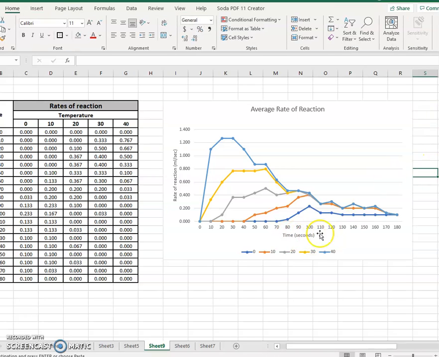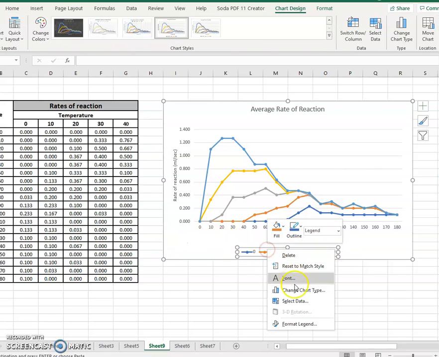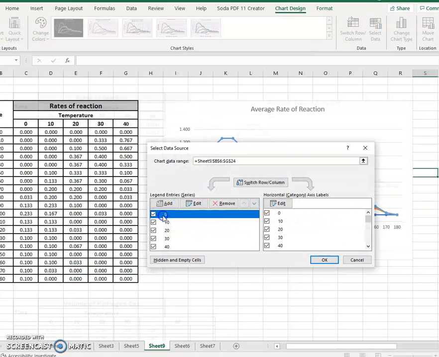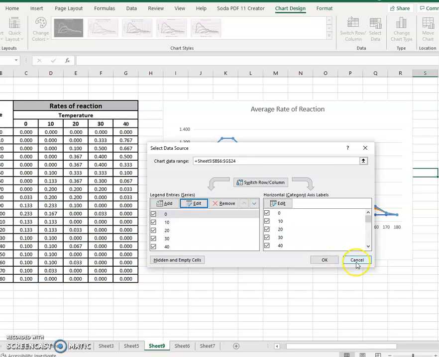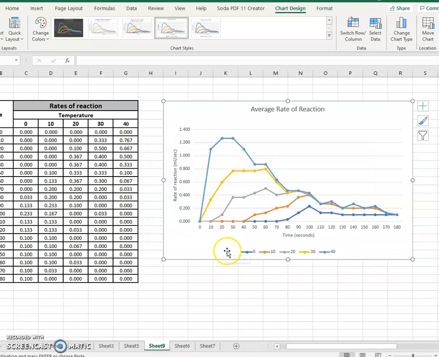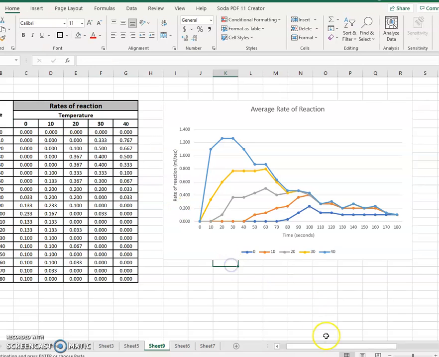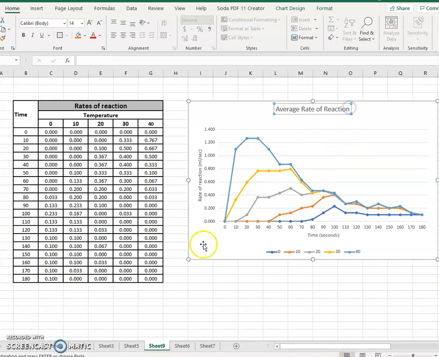Then I've got my axis titles, so time in seconds, rate of reaction in mils per second, I've got my title, and I've changed my key here. Remember, to change a key, you click on the key, click select data, click the name and edit, and you can change the names. So if it's not working and you're getting just series 1, series 2, you can change these names to your temperatures here. And there is your graph.